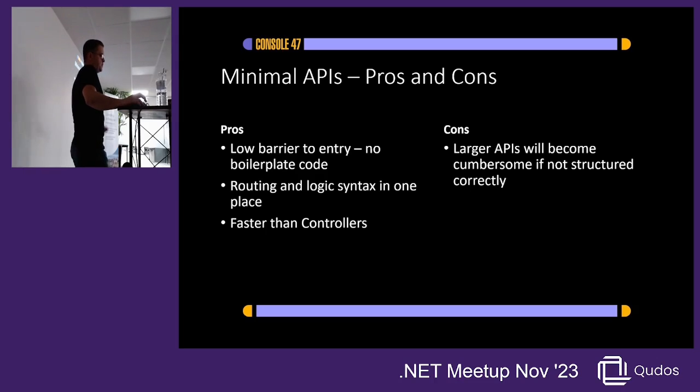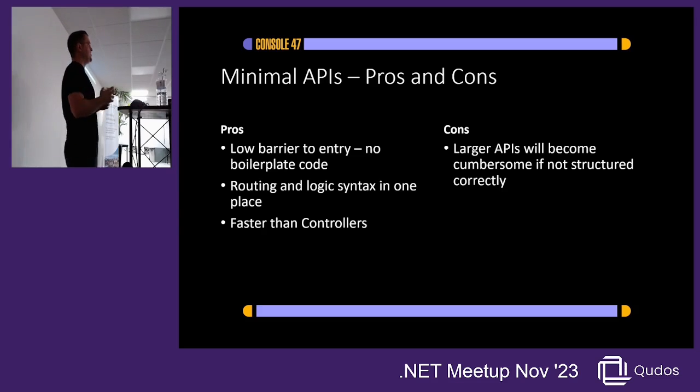So, to talk about minimal APIs and the pros and cons of them before we move on to try and solve this, they're great if they're used correctly. They have a lower barrier to entry, insofar as it's really simple to get one up and running. There's a lot less code, a lot less messing about, a lot fewer files, they're easy to read, but also they have their code in one place.